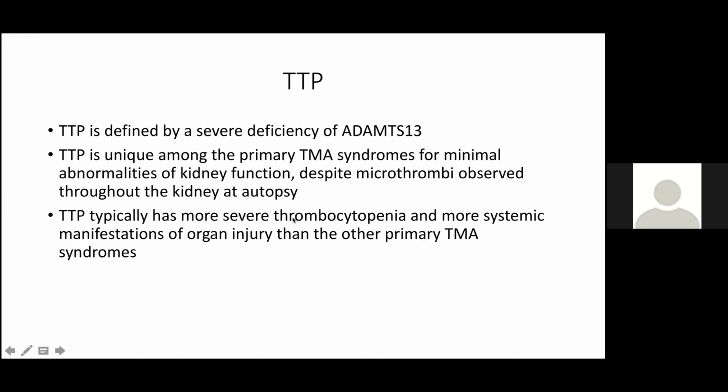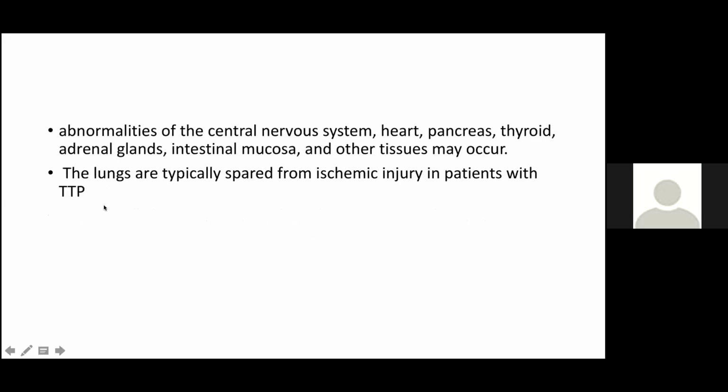TTP typically has more severe thrombocytopenia and more systemic manifestations of organ injury than other primary TMA syndromes. Abnormalities of the central nervous system, heart, pancreas, thyroid, adrenal glands, intestinal mucosa, and other tissues may occur. So not only the central nervous system, though we always talk about it; all the other systems except for the kidney and lungs can be involved severely.